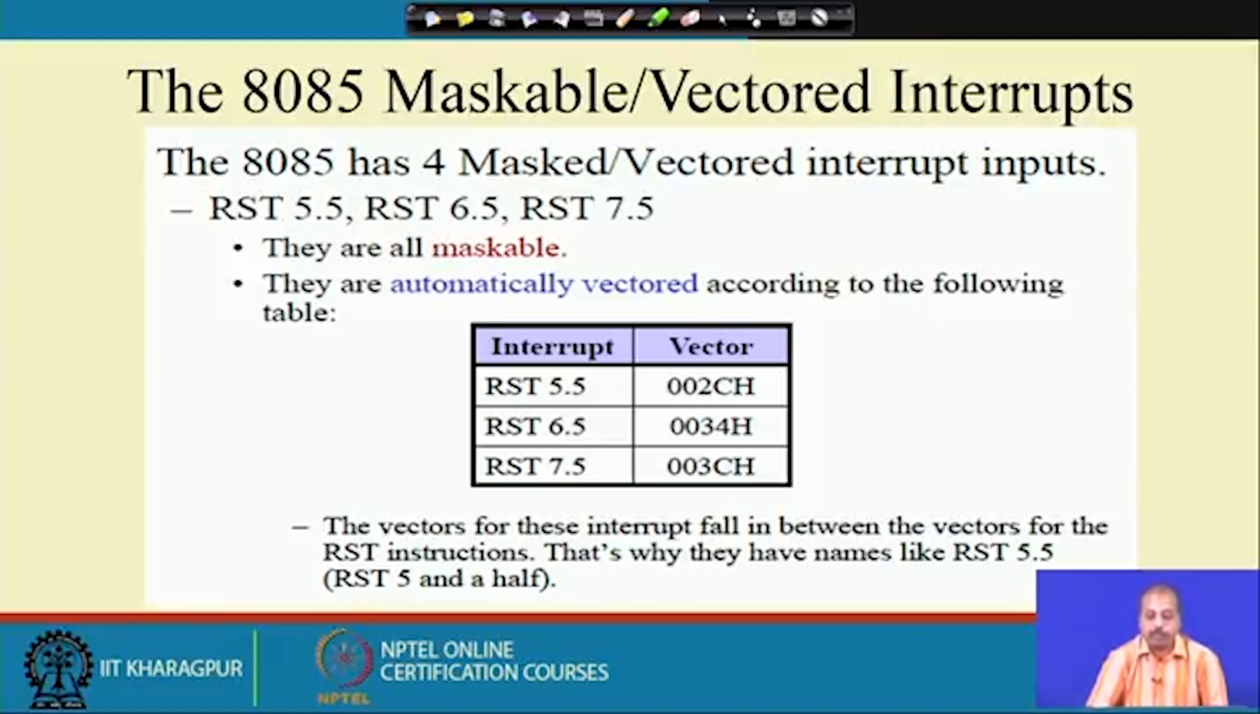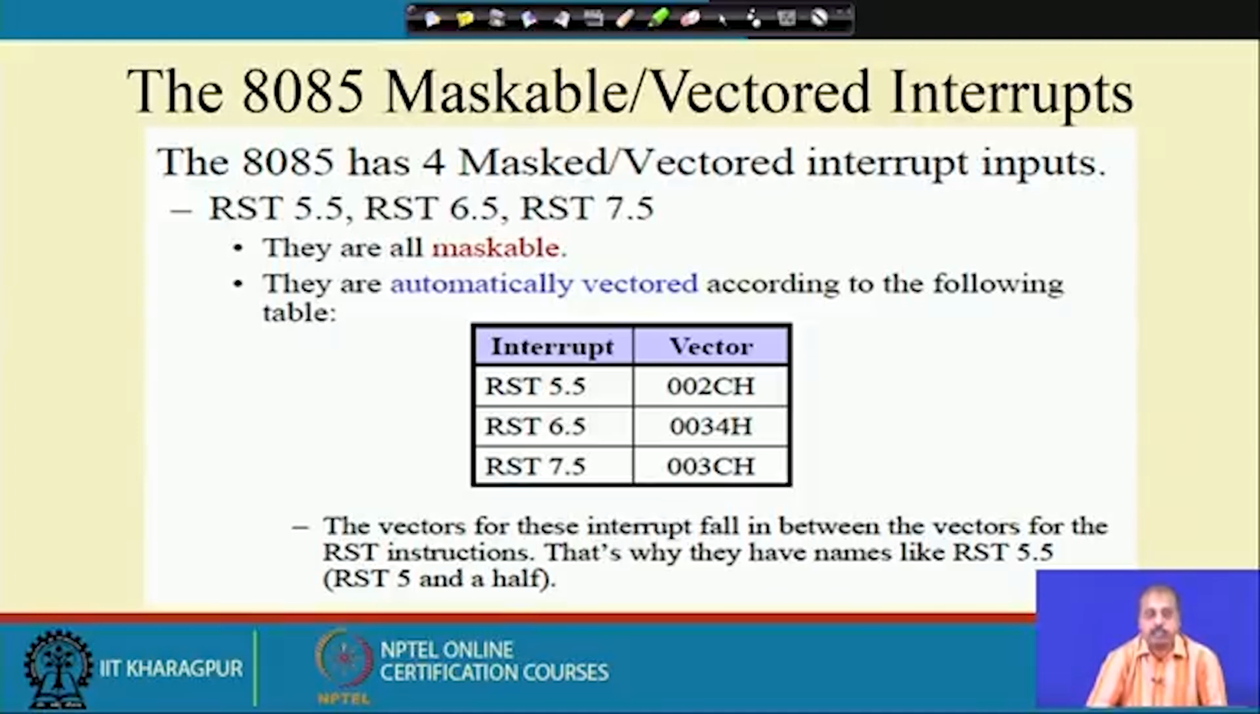So, for RST 5.5, the vector address is 002C, for 6.5 it is 0034 and for 7.5 it is 003C. When this interrupt occurs, the processor will jump to location 002C, and when 6.5 occurs it will go to 0034. You see that the address 002C is halfway between the addresses corresponding to RST 5 and 6, that is why it is called RST 5.5. Similarly, RST 6.5 is midway between RST 6 and RST 7.